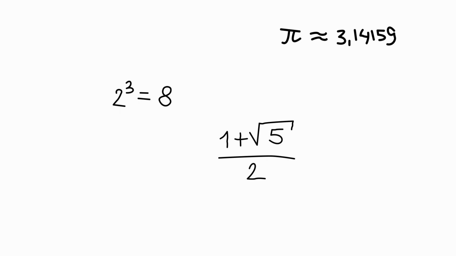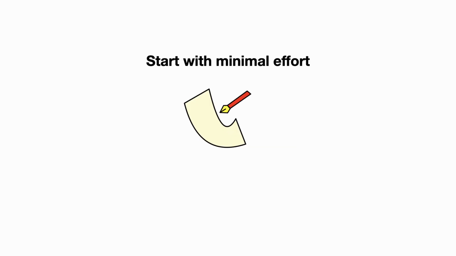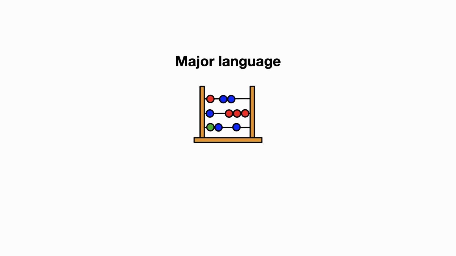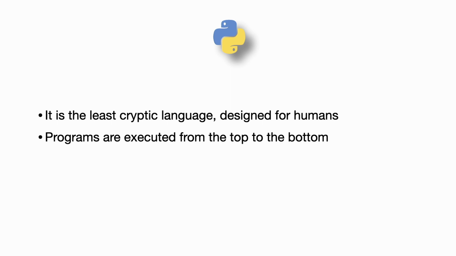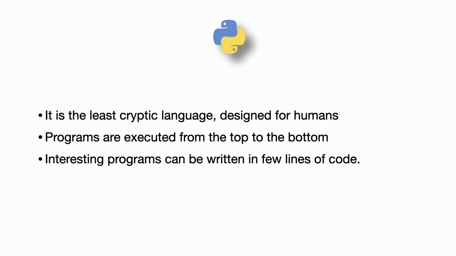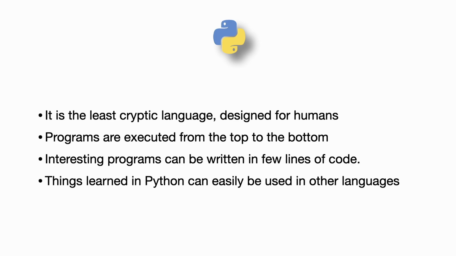Your first programming language should have two properties. 1. It should get you started with minimal effort. And 2. It should be a major language that is used by many people, so you can search for answers to your programming questions online. And if I can recommend one language, I would say choose Python. It is the least cryptic language, designed to be written and read by humans. Programs are executed from top to bottom, making them very comprehensible. Interesting programs can be written in a few lines of code, and things learned in Python can easily be used in other languages in the future.